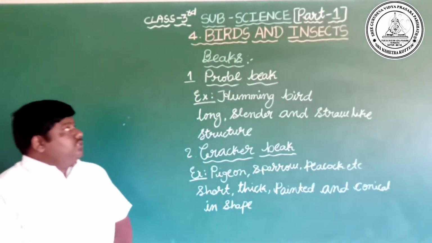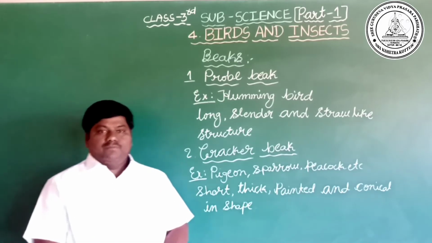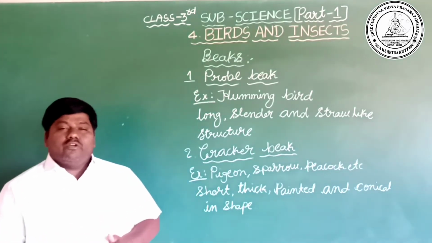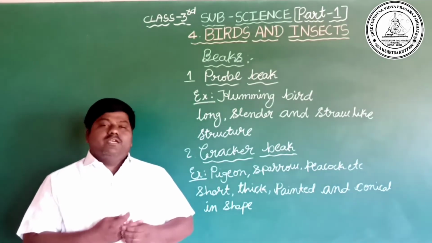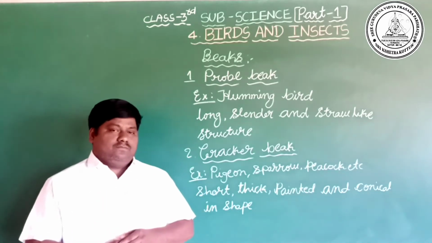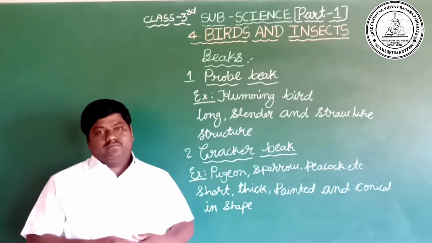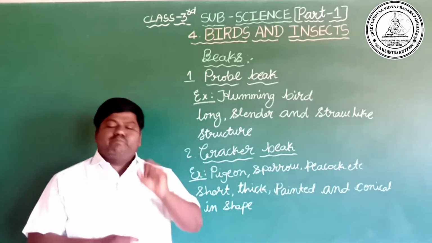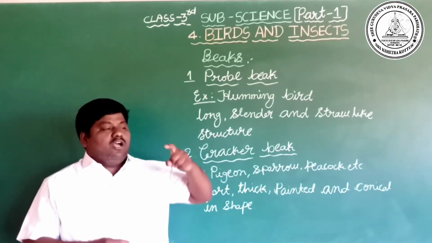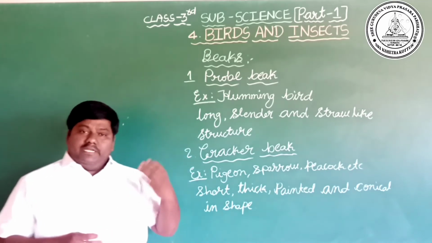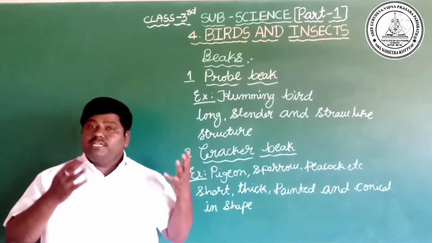Okay, now we are going to learn about the beaks. See, dear children, already you saw the beaks in the bird. Here we are seeing the different types of beaks. Here some birds are having the long beak, example crane. Some birds are having the short beak, example sparrow, pigeon, peacock. Some birds are having the curved beak, example eagle, vulture. Here the different types of birds are having the different types of beaks.